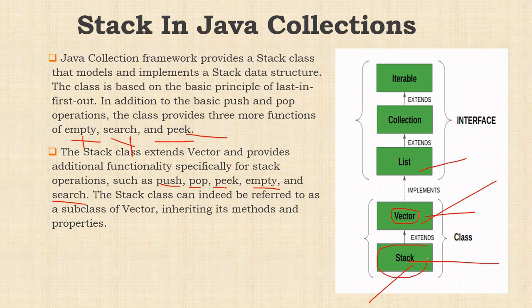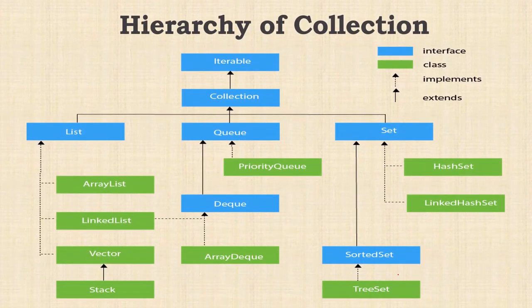So some methods are available only in Stack and not in Vector, which are the key methods of Stack: push, pop, peek, empty, and search. These methods are available only in the Stack class, not in the Vector class. But all the methods available in the Vector class are also available in the Stack class, because Stack extends the Vector class.